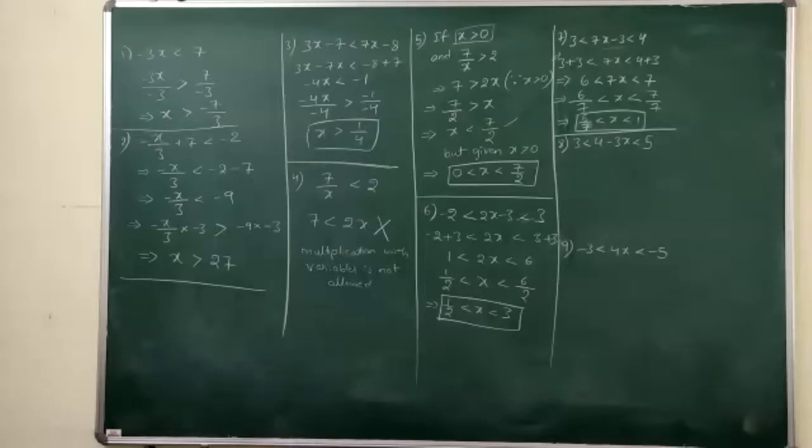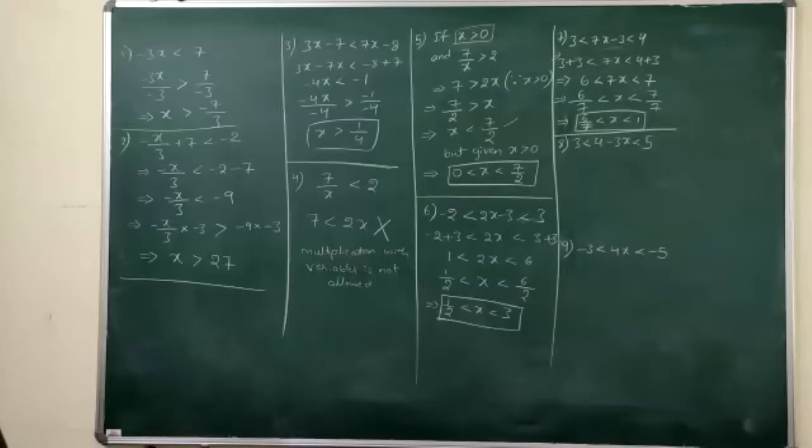Minus 3 by 4 less than x less than minus 5 by 4. Huh? How did you remove 4? Rishika, I think you have done the last step wrong.